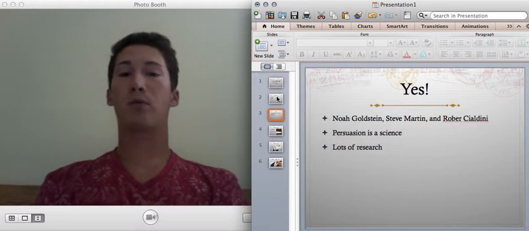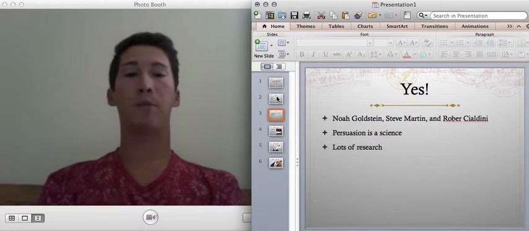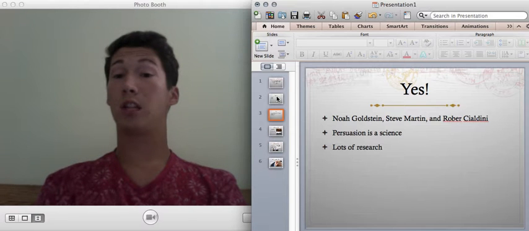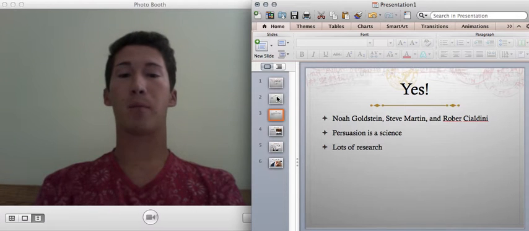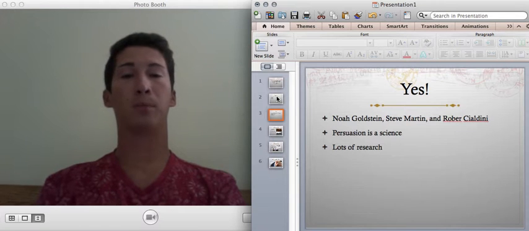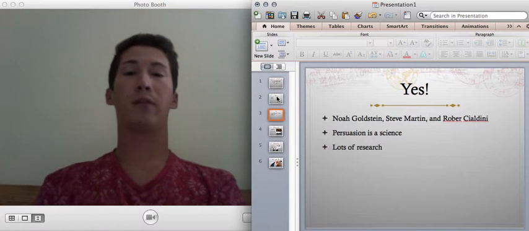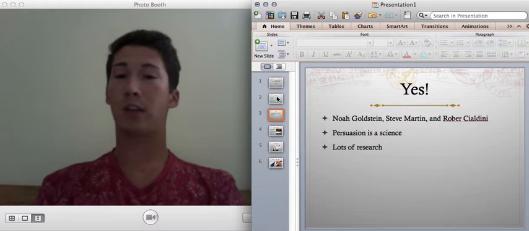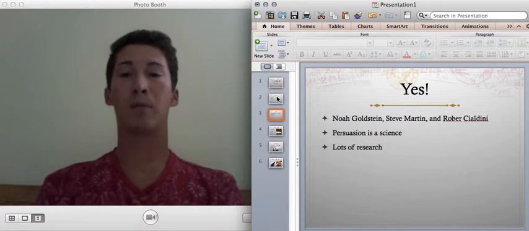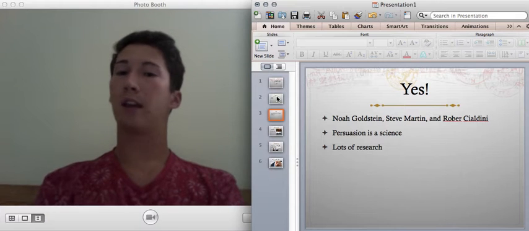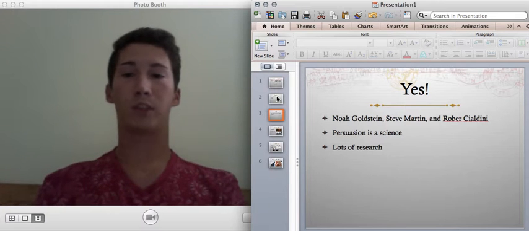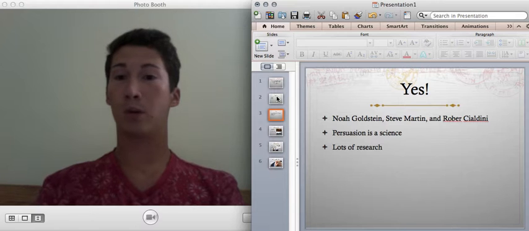So, the book was written by Noah Goldstein, Steve Martin, and Robert Cialdini. The gist of it is that they believe persuasion is more of a science than an art form. They give 50 methods, which are the 50 chapters of the book, on how you can become a master of persuasion. And they basically believe everyone can do it if you just know these 50 methods.